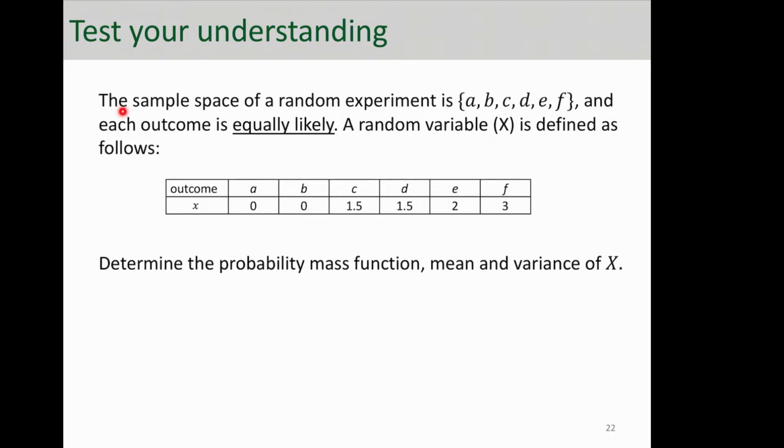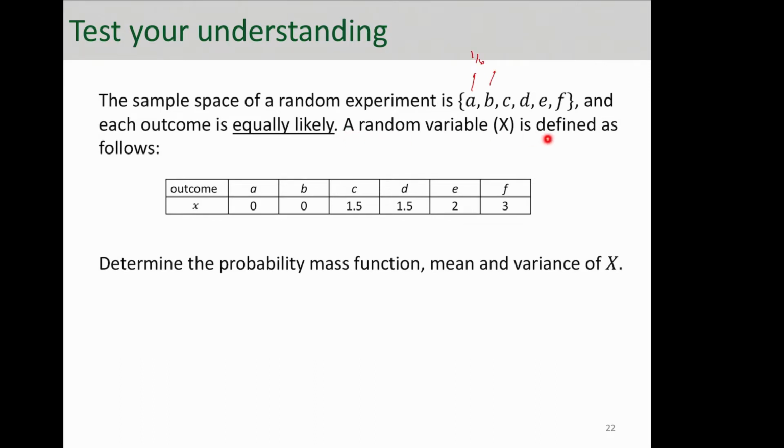It says the sample space of a random experiment is A, B, C, D, E, F, so 6 outcomes, and each outcome is equally likely. So when we have 6 outcomes and they're equally likely, essentially the probability of each is 1 over 6, right?